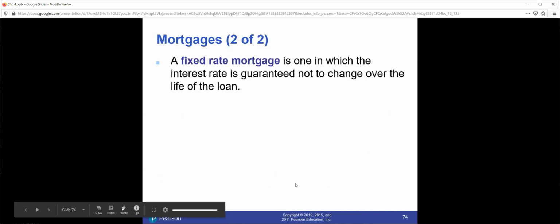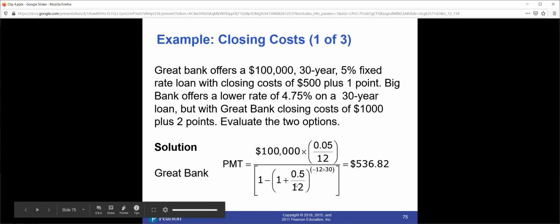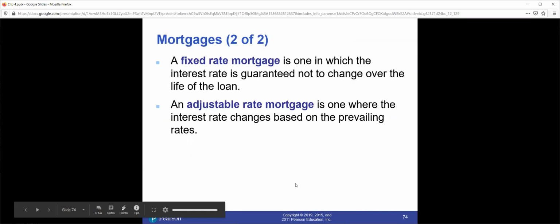Different types of mortgages exist. There are fixed rate mortgages. This is one in which the interest rate is guaranteed to not change over the life of the loan. And then there are, of course, adjustable rate mortgages, which is one where the interest rate changes based on other prevailing rates. When you hear about the Fed changing rates, mortgages can be affected by that.